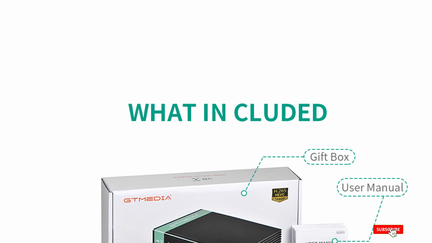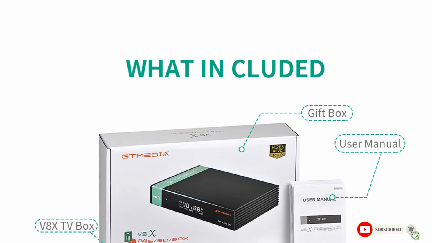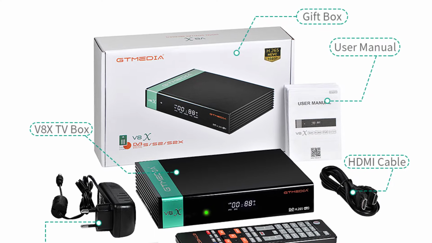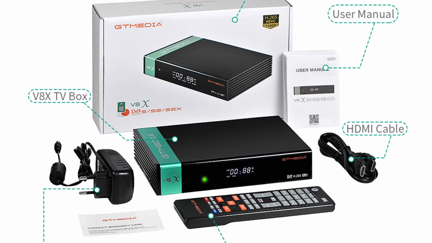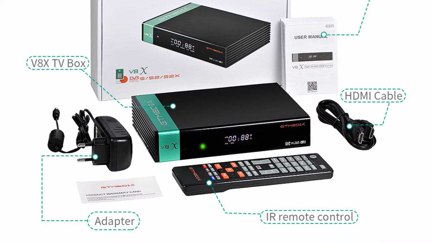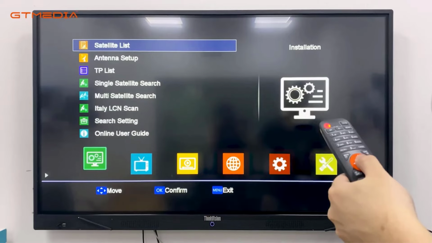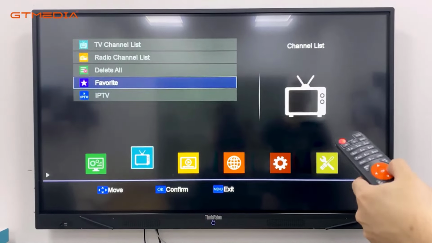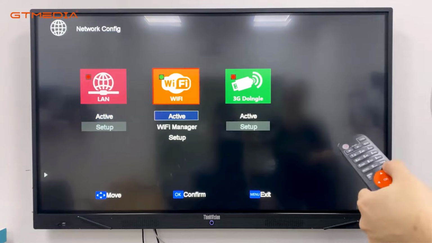In conclusion, the GTMEDIA Satellite TV Receiver DVB-S/S2/S2X H265 8-bit Mgcamd CS is a feature-rich and technologically advanced device that elevates your satellite TV experience. Whether you're a casual viewer or a tech enthusiast, this receiver offers a wide range of capabilities to meet your entertainment needs. Upgrade your TV setup with the GTMEDIA receiver and enjoy a new dimension of satellite television.